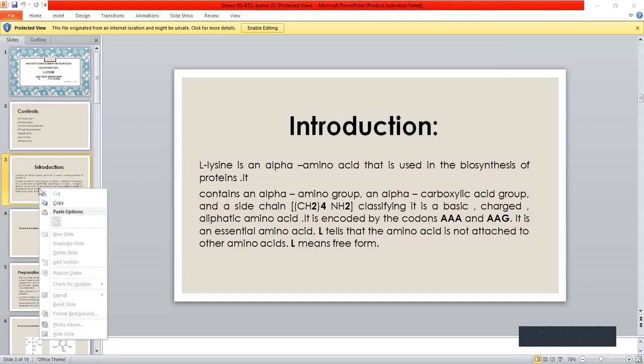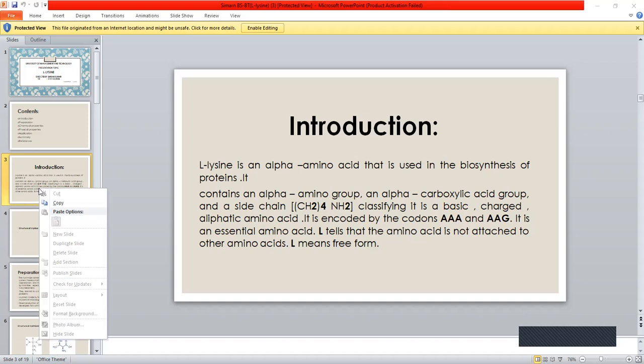Codons are the sequences that code for the amino acids present in our genetic material. In short, codons are present in our DNA, our genetic material. It is an essential amino acid. Essential amino acid means that we cannot produce it in our body. We must take it from our diet.